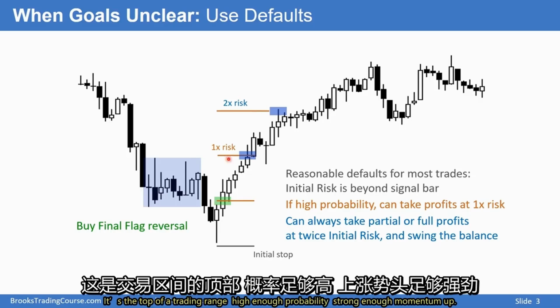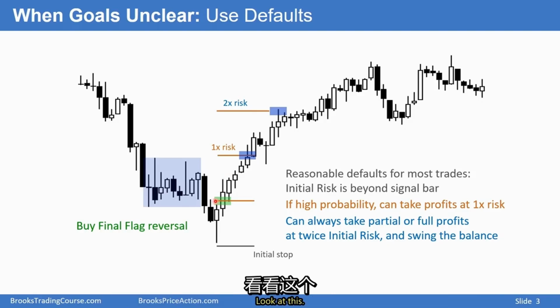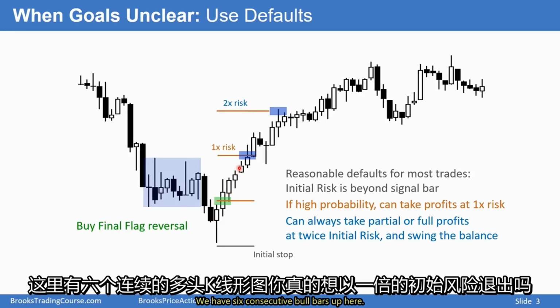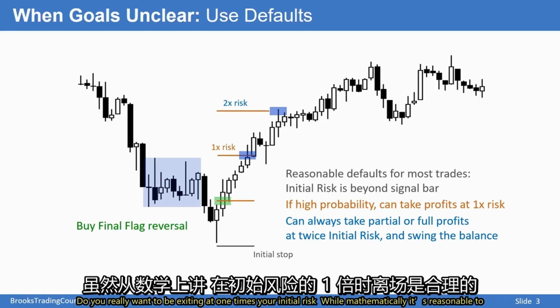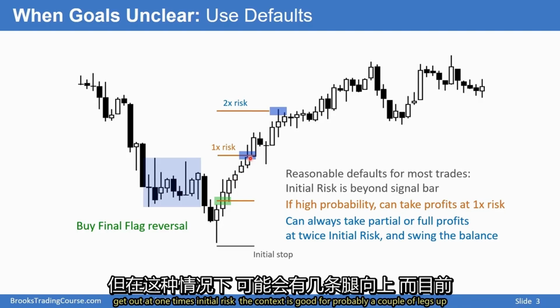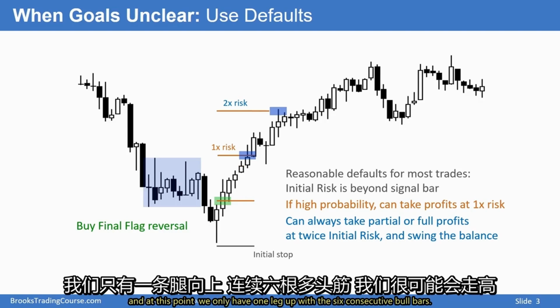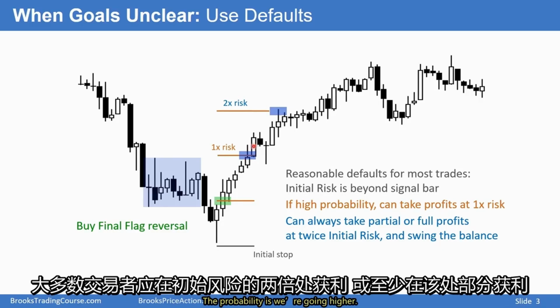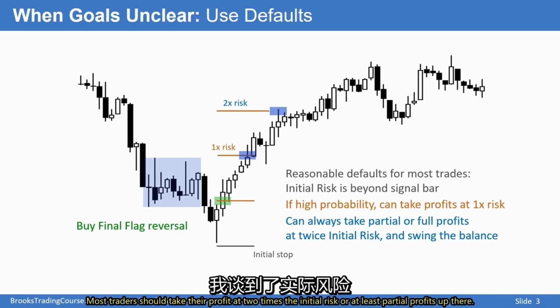This would be okay. It's the top of a trading range. High enough probability, strong enough momentum up. Look at this. We have 6 consecutive bull bars up here. Do you really want to be exiting at 1 times your initial risk? While mathematically it's reasonable to get out at 1 times initial risk, the context is good for probably a couple legs up. And at this point, we only have 1 leg up. And with the 6 consecutive bull bars, the probability is we're going higher. So most traders should take their profit at 2 times the initial risk, or at least partial profits up there.